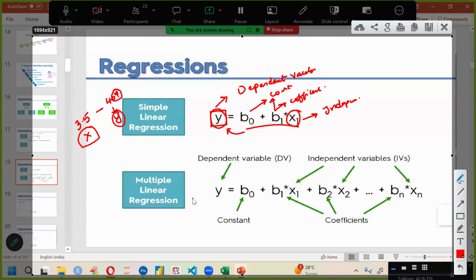Now if you go for multiple linear regression, what will you have? You will have one dependent variable and multiple independent variables. Do remember this equation.